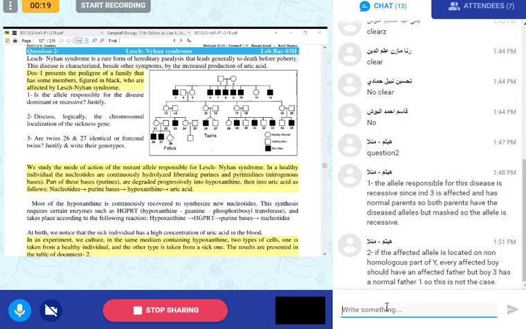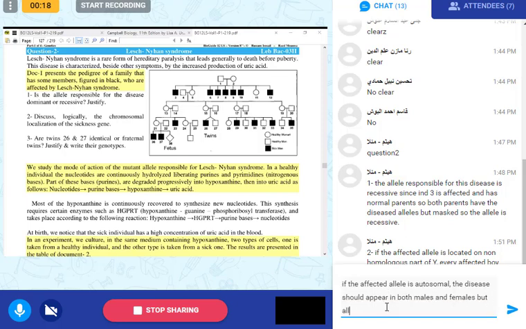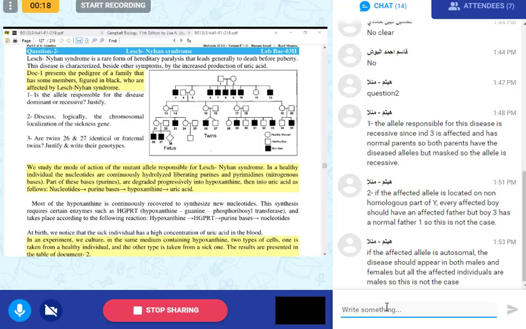Now, if the affected allele is autosomal, the disease should appear in both males and females, but all the affected individuals are males. So this is not the case. Right? Does everyone agree with me so far?